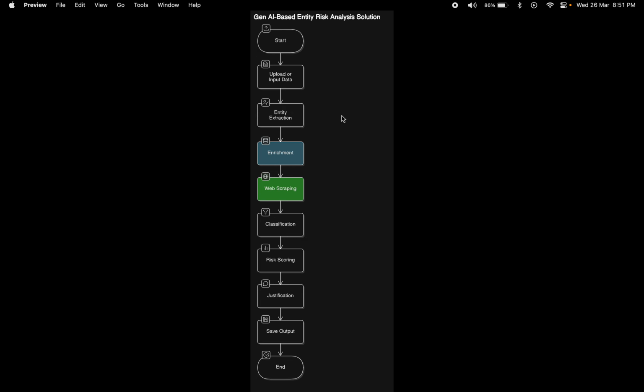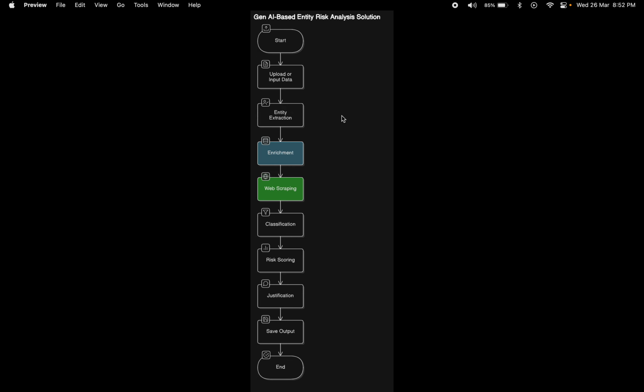The basic steps that are involved in this application is to first ask the user to upload the input data in the form of .txt file or CSV files, the financial records, and we move on to extract the entities, and we are enriching the entities that we have extracted from the various open sources that are available. We web scrap any information that can be used for us to provide the justification, and we use that information to basically classify and score it.